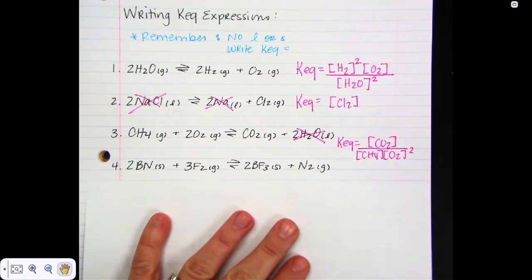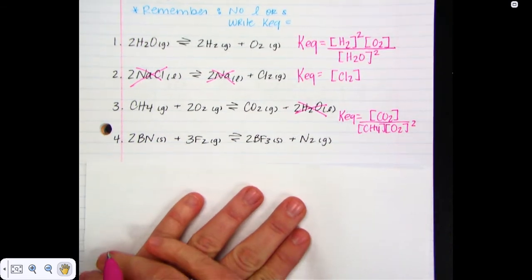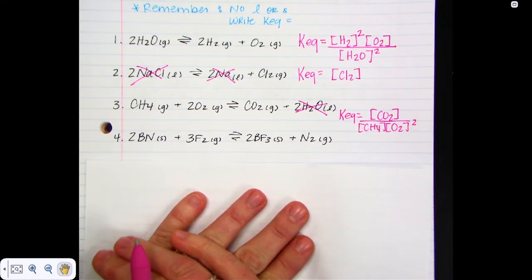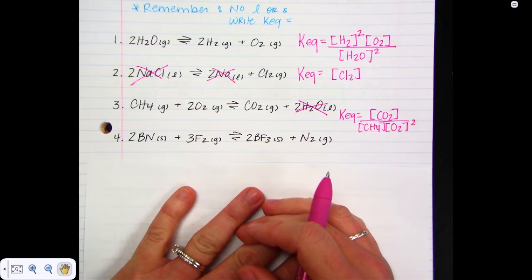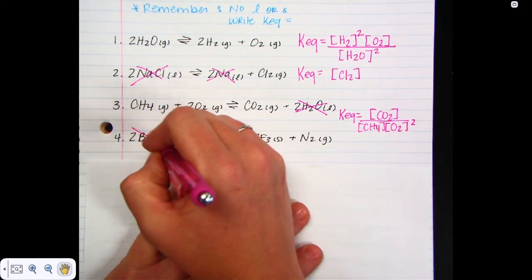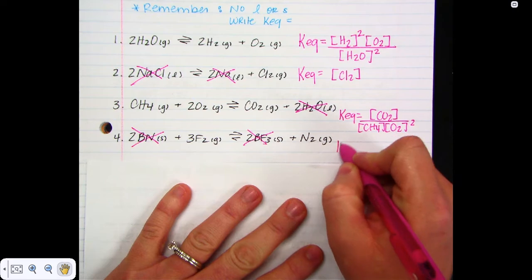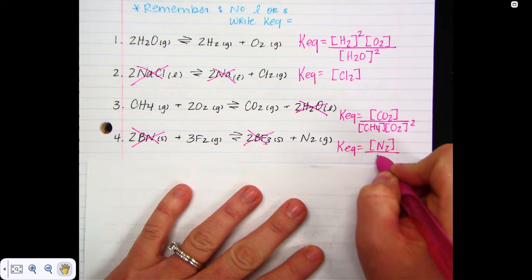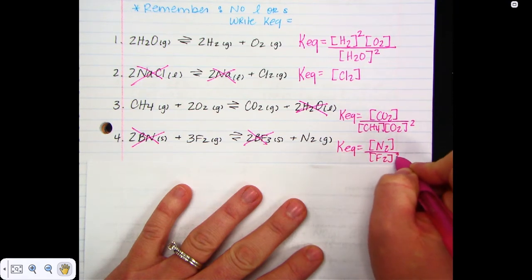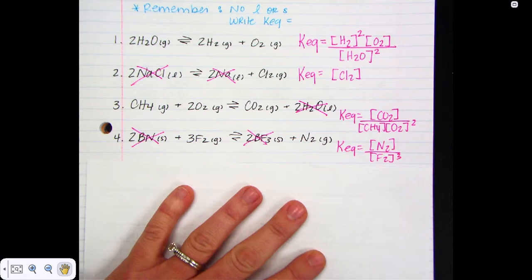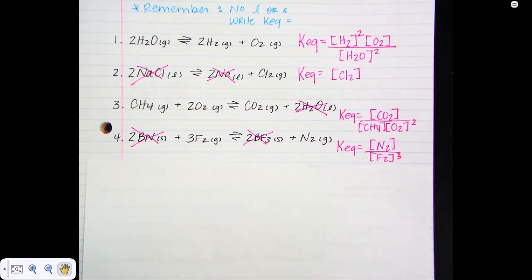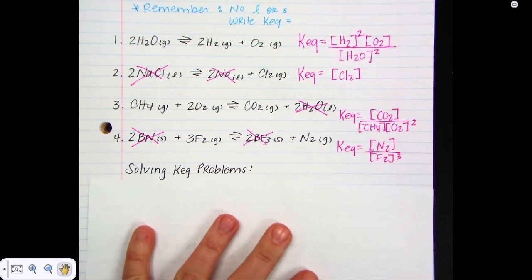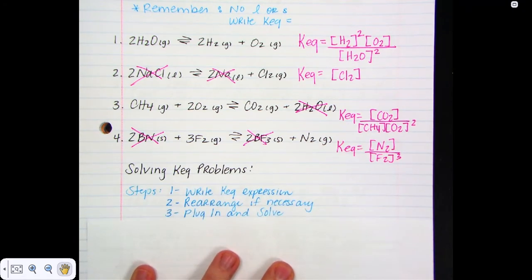All right, and one more just to beat a dead horse. All right, 2BN solid plus 3F2 gas yields 2BF3 solid plus N2 gas. All right, no solid, no solid. What's left? Keq equals concentration of N2 over the concentration of F2 cubed. All right, easy enough. So again, make sure Keq equals, coefficients become exponents, and everything needs to go in individual brackets.